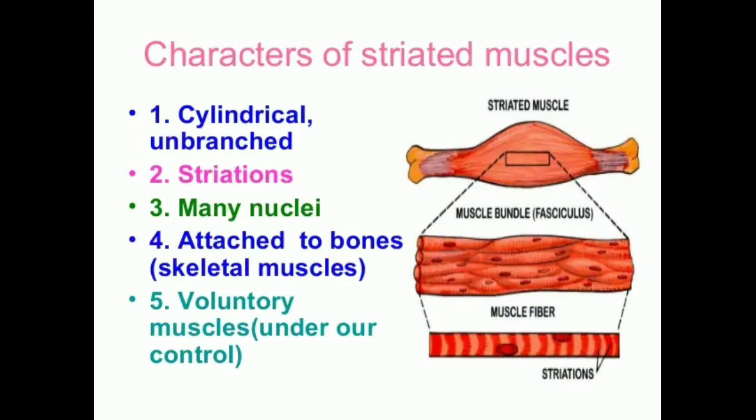Okay, the cells will be long, cylindrical, and multinucleated. Multinucleated means more than one nucleus will be present. And they are also called skeletal muscles. That means striated muscles are also called skeletal muscles because they are attached to the bones, and they help in the voluntary movements of our body. Okay, so this is about the striated muscles.